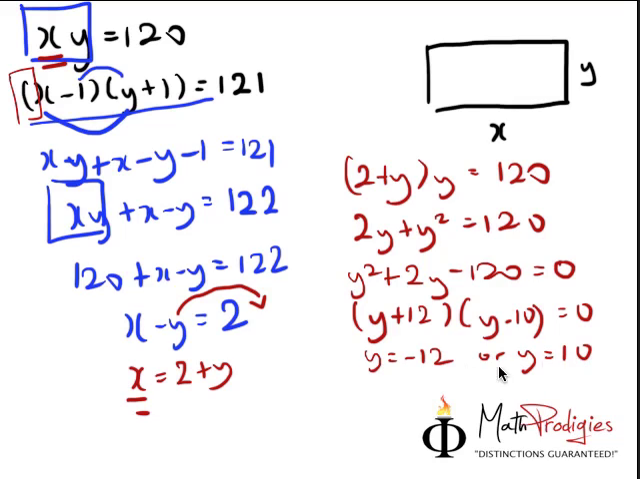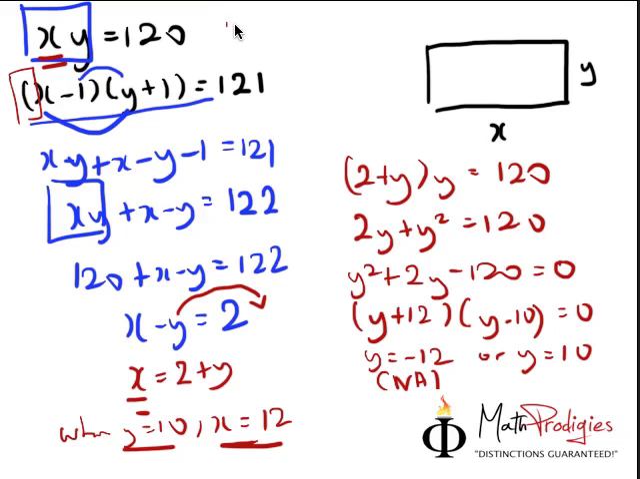Can y equal negative 12? Not applicable, because the length is actually positive. So y equals 10. Now, when y equals 10, x equals what? x equals 2 plus y. Therefore, x equals 12. So let's check. y equals 10, x equals 12. The current length is 12, and the current breadth is 10.